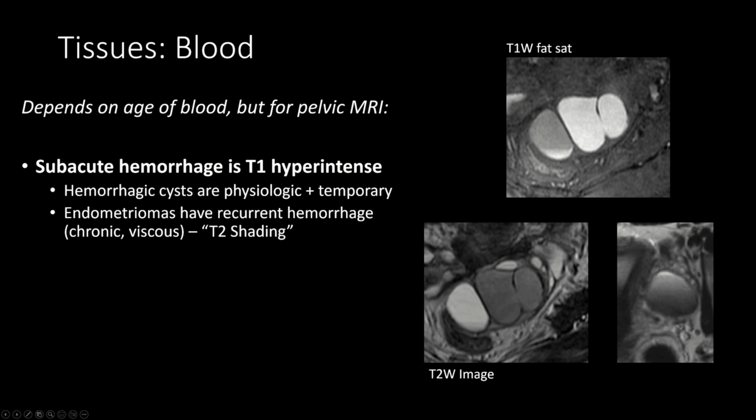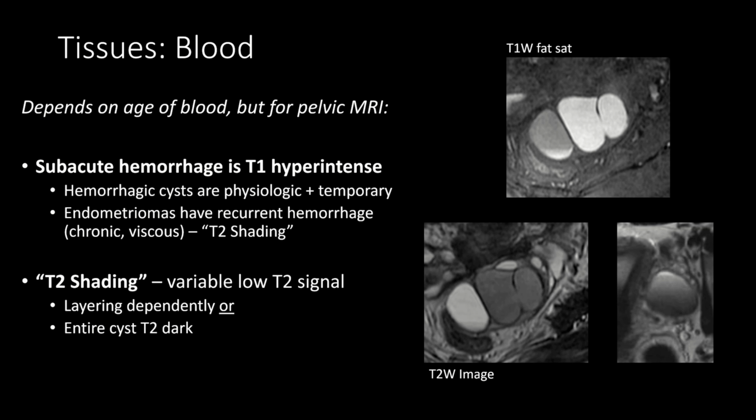They are also much more viscous with different ages of blood, including chronic blood products within, resulting in what is called T2 shading. So T2 shading in a T1 hyperintense lesion refers to a decrease in T2 weighted signal. For example, in this T1 hyperintense adnexal lesion here, notice that on the T2 weighted image, it is quite hypointense, so there's T2 shading here. It's much more hypointense than you would expect for a cystic lesion.